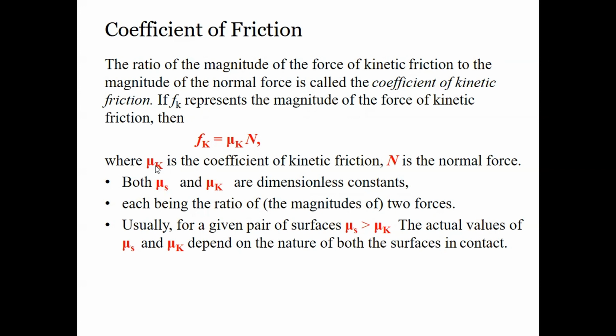The coefficient of kinetic friction and the coefficient of static friction both are dimensionless quantities, and each is the ratio of the magnitudes of two forces. Usually, for a given pair of surfaces, we have seen that the coefficient of static friction is always larger as compared to the coefficient of kinetic friction. Actual values depend upon the nature and the conditions of both surfaces in contact.